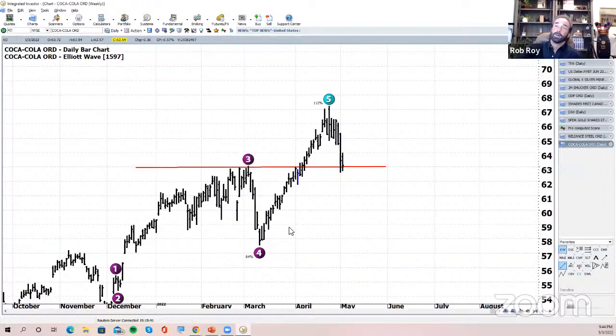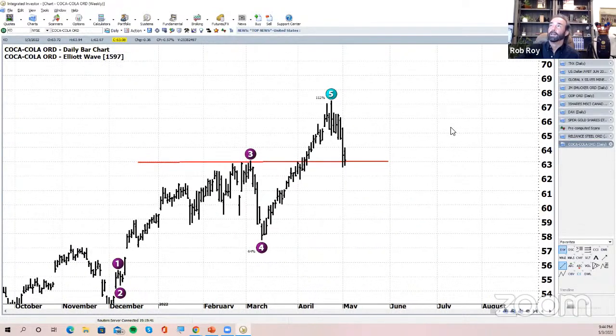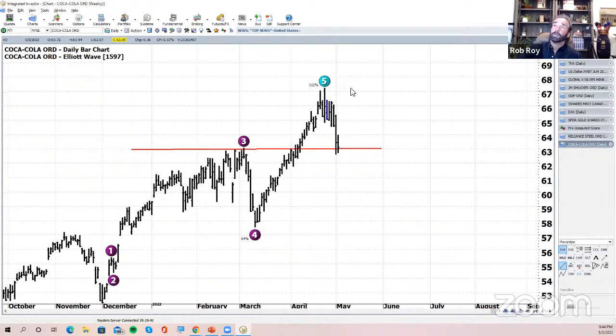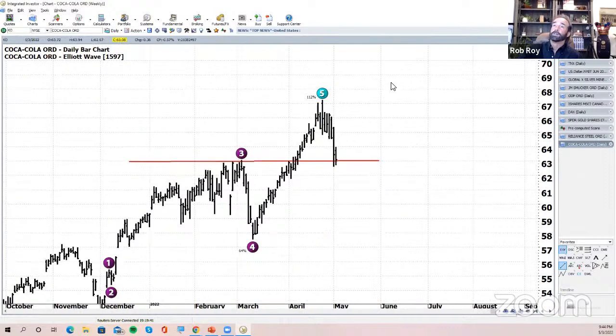So, Coke is one of those stalwarts. Berkshire just had their big meeting over the weekend. You know how Buffett feels about it. So sitting here at 63 is your level of support. That's the line in the sand. We had a 112% wave 5 extension, 61.8% wave 4. So really a classic Elliott wave pattern. You could have been looking for potential to extend to 161.8. So far, it hasn't done that.